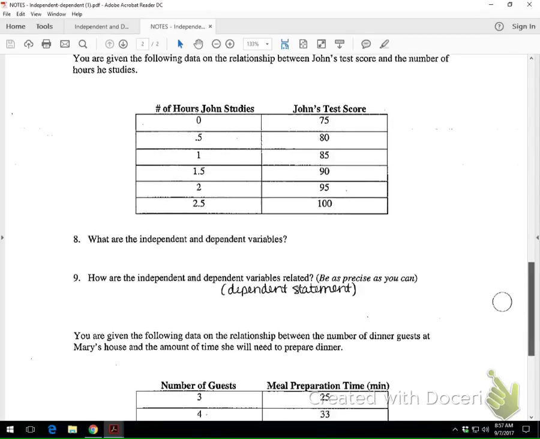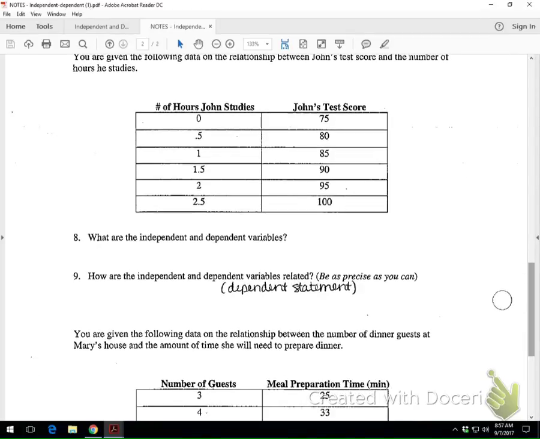Okay, we got these right here. This goes for 8 and 9. What are the independent and dependent variables of this table? Independent is what? Your X values, but what's the label? Number of hours. Now, if you are confused, you're like, well, I don't know which one's X and which one's Y. Always, always, always, the first one's X, and always the second one is Y. Always. No ifs, ands, or buts about it.